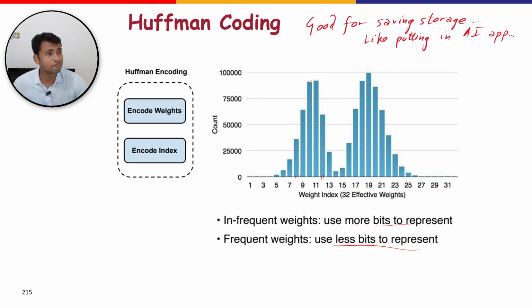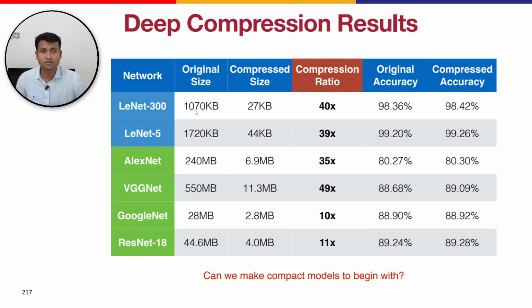So simply, in Huffman encoding, the goal is to minimize the overall length of the encoded data, and this is done by assigning shorter codes to the more frequent weights and longer codes to the less frequent weights in the network. So it's simple, and we're not going into the mathematics of it, just to tell you that we try to squeeze it down further.